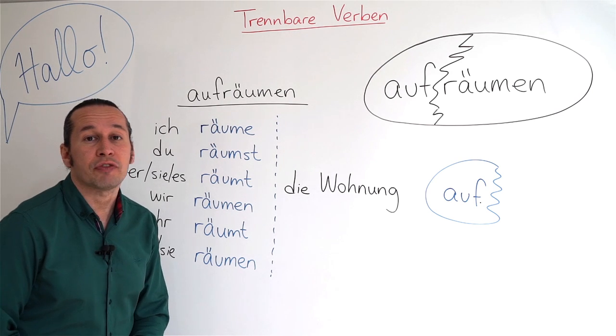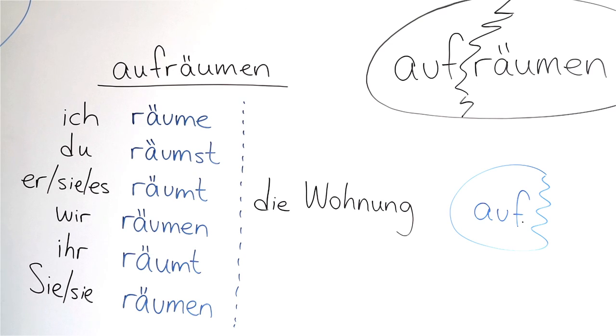I want you to repeat after me, please. Ich räume die Wohnung auf. Du räumst die Wohnung auf. Er räumt die Wohnung auf. Sie räumt die Wohnung auf. Es räumt die Wohnung auf. Wir räumen die Wohnung auf. Ihr räumt die Wohnung auf. Sie räumen die Wohnung auf.